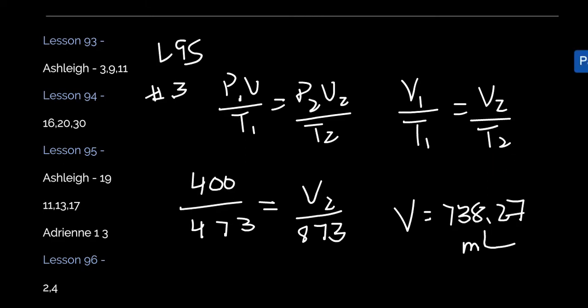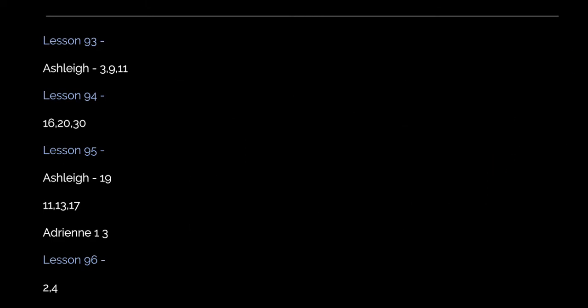Finally, lesson 96, we only have 2 problems on that one. So lesson 96, we have 2 and 4. I know you guys had more problems than this. Okay, let me see where I did this. I'm just going to do it the one way. You're supposed to do it both ways.